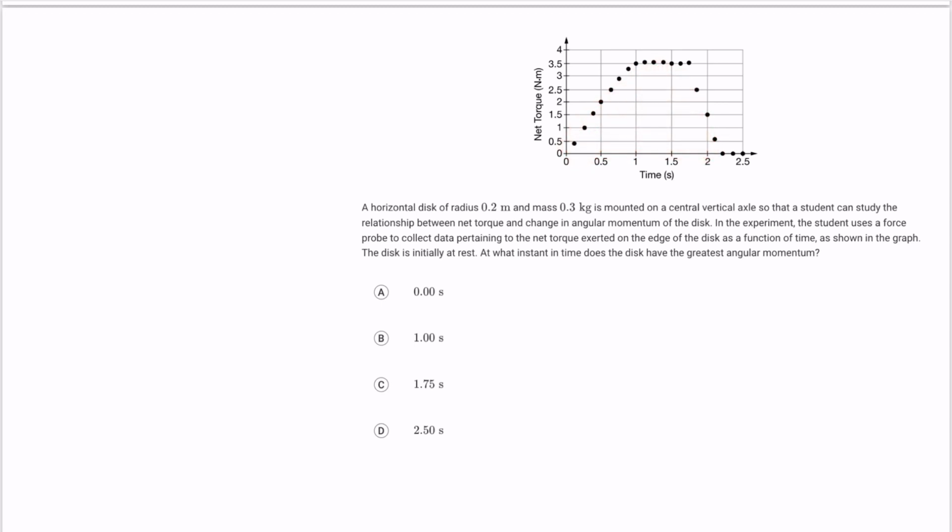So the point in which we have the greatest angular momentum is going to be the end of the graph, assuming that we never cross to the other side of the horizontal axis. All right. And we never do here. We never have any negative torque. So we're just going to go ahead and say the end of the graph. That end of the graph point, it says 2.5 seconds. All right. 2.5 seconds.